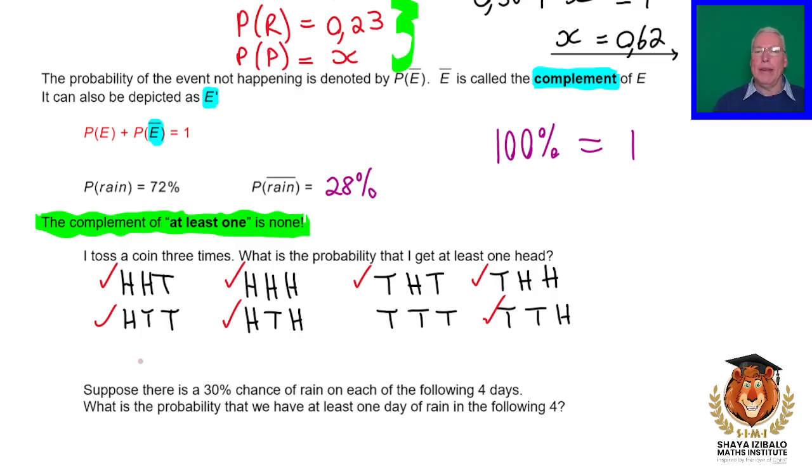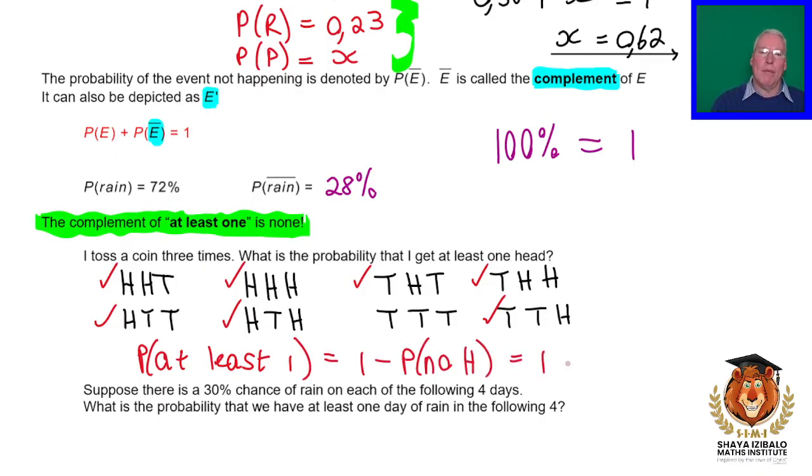So the probability of at least one head is 1 minus the probability of no heads. So it's actually going to be 1 minus 1/8, because it's only one where we don't get one of the 8. So there's a 7 out of 8 chance that if you throw a coin 3 times, you will get at least one head. That includes getting 2 heads or 3 heads.